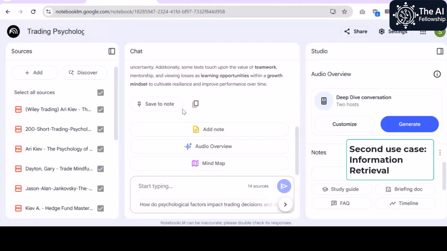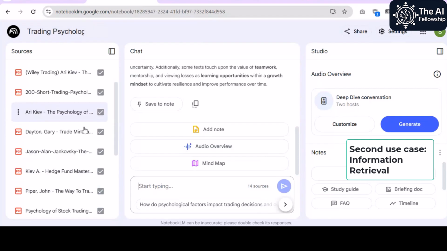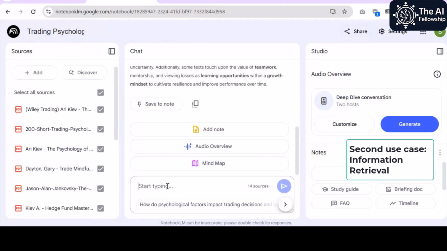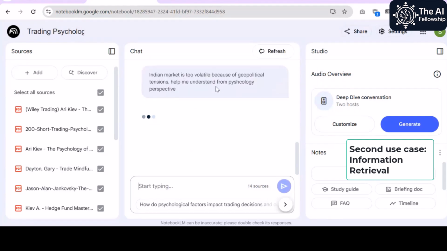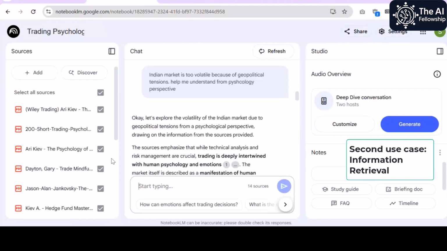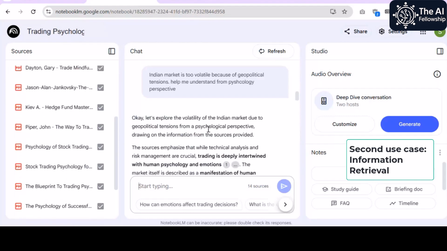Now I can learn. I can ask about any concept, anything practical, and it will answer based on the knowledge of all these books. These are some top books on trading psychology. For example, I say the Indian market is too volatile. This is a very important use case of NotebookLM. We can upload a single paper, a single document, but we can also upload a lot of books altogether.